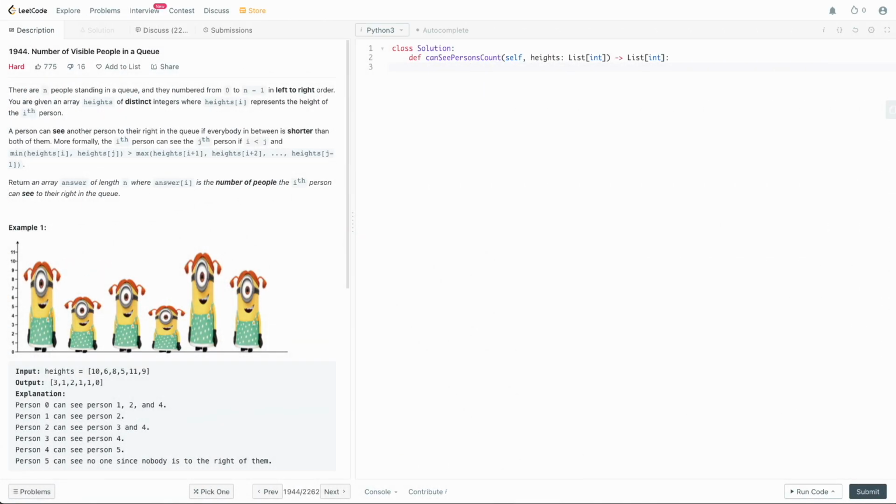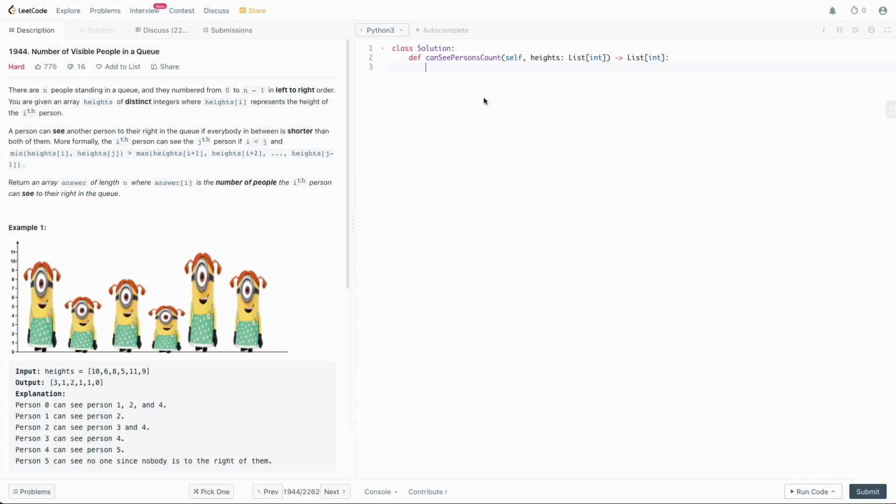Okay, we are back in the code editor. It is time to write the code. So what are we going to do? Well, we want to go from right to left through our heights here. And remember that we need a monotonic stack, which is just going to be a regular stack, but we're going to apply some properties to keep it in the order that we want. And we're going to need a result array, which is going to store the number of people visible for each given index of our array.